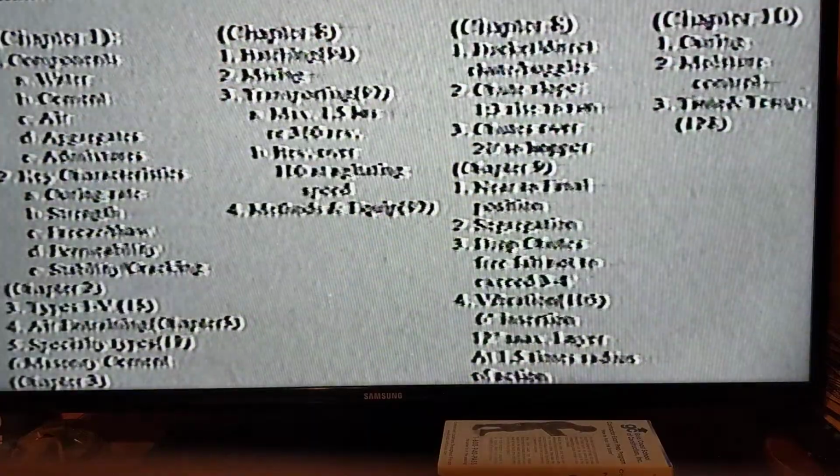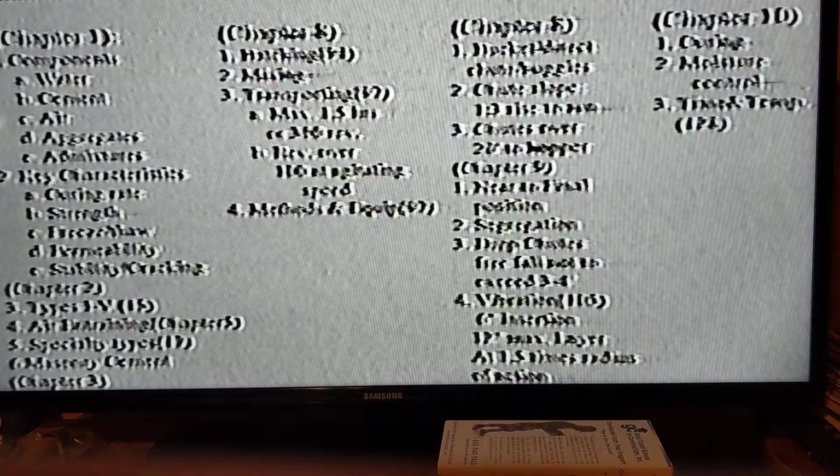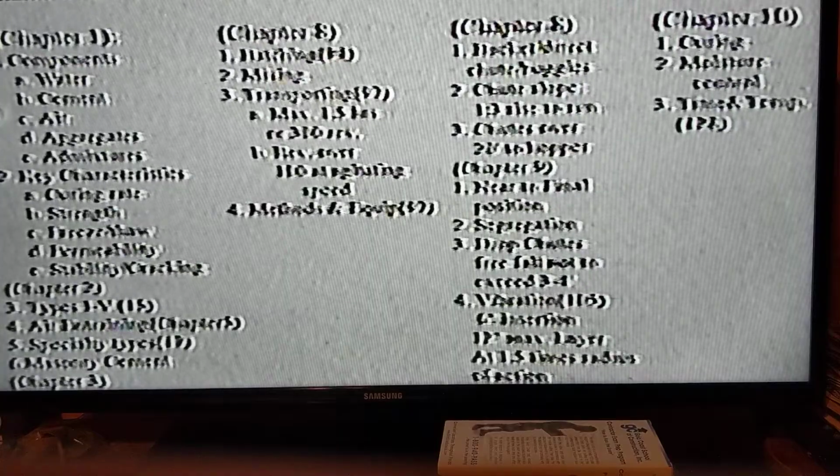However, be that as it may, they're showing you the relative proportions of the basic components of concrete. We have cement, water, air, fine aggregates, and coarse aggregates. And they're showing you how these are proportioned. Turning back to the handout, we'll take a look at these components and see what they mean. The first one is water.